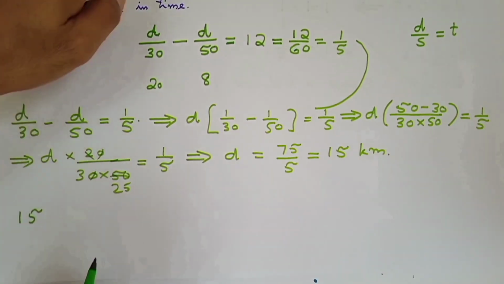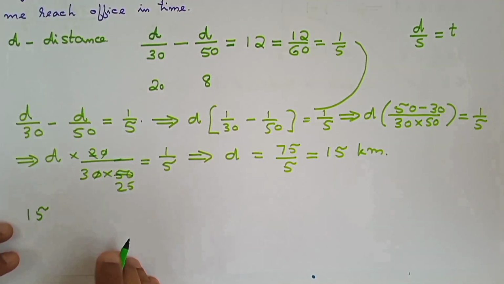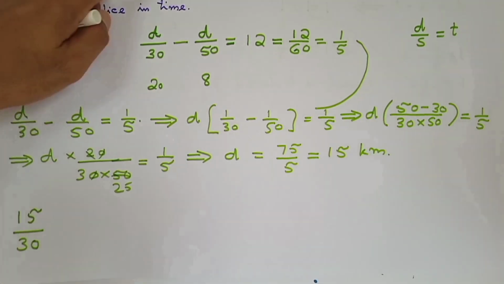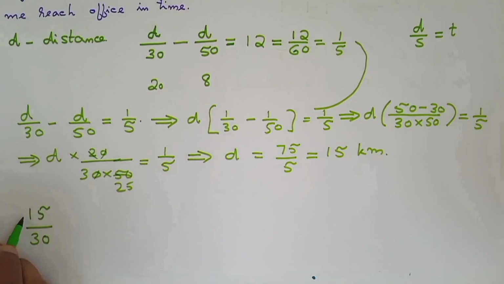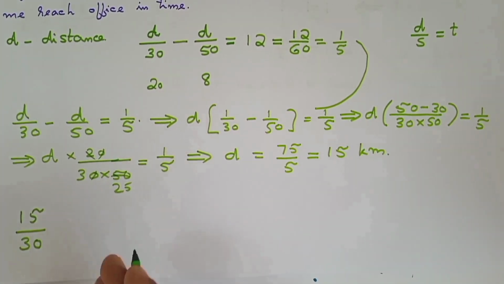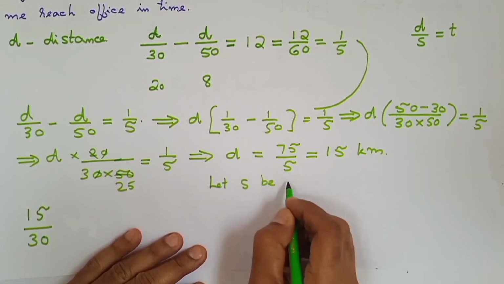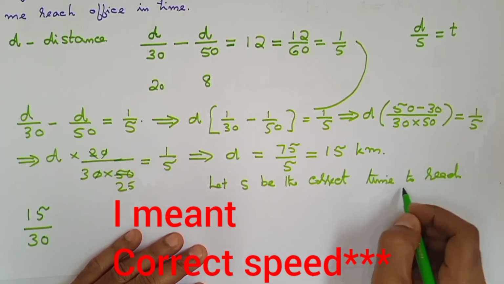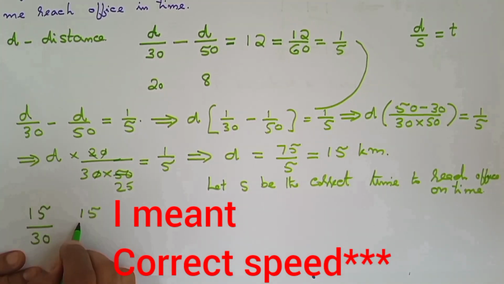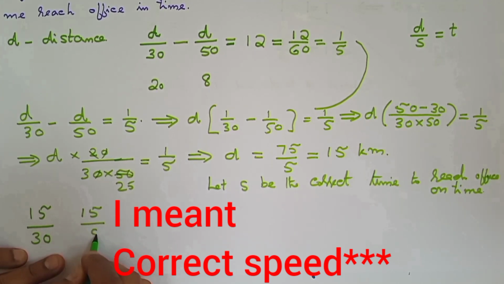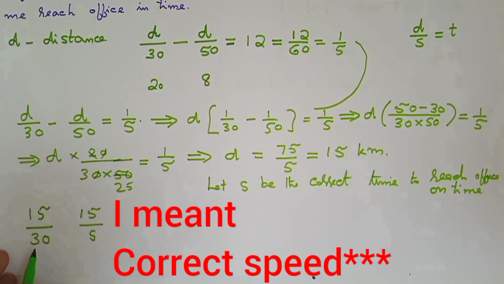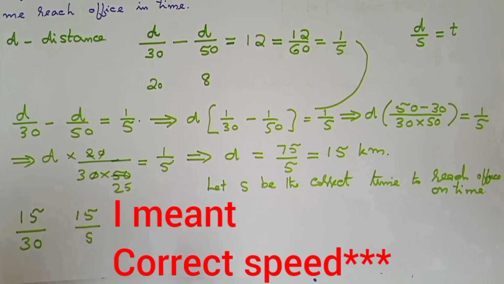15 kilometers. Initially he covers at what speed? 30 kilometers per hour. So what will be this? This is the time he takes while traveling at 30 km per hour. This is distance, this is speed, and that gives you the time. We know that the correct speed should be more than this. Let S be the correct speed to reach office on time. So 15 is the distance to be covered. That divided by S, he will be reaching the office in time. And traveling at 30 km per hour, he is getting late by 20 minutes.